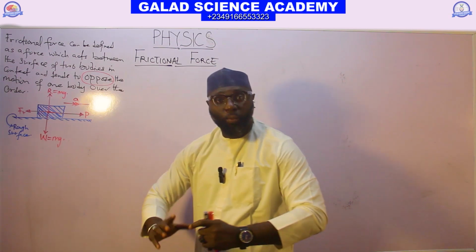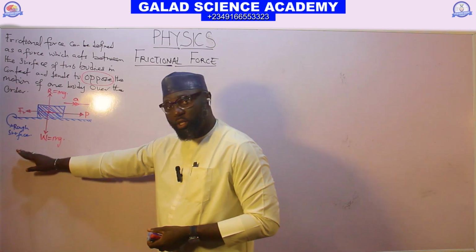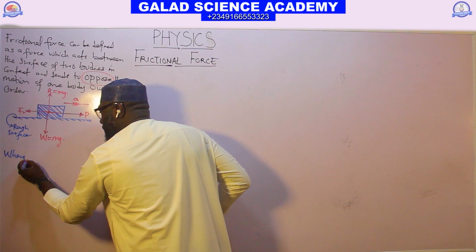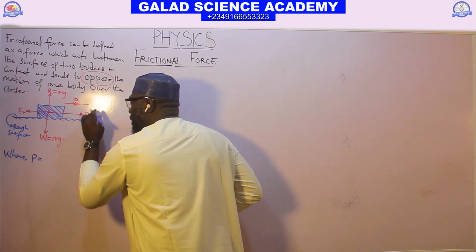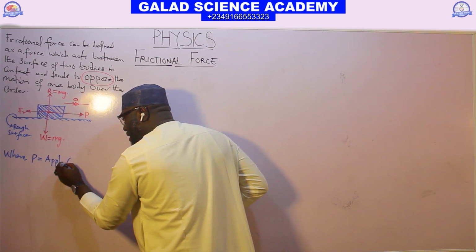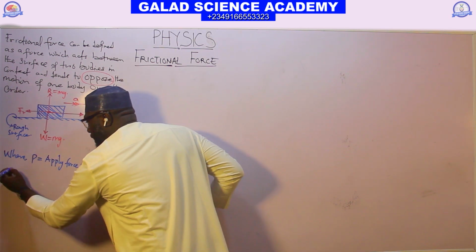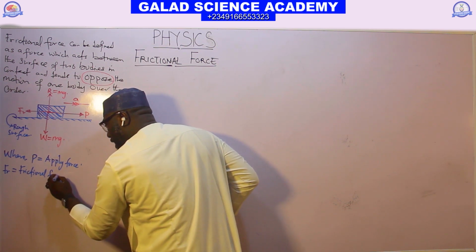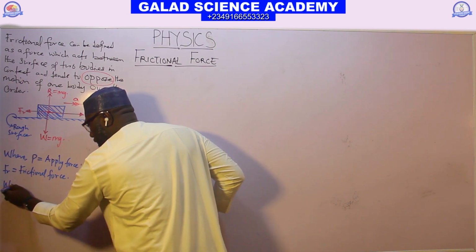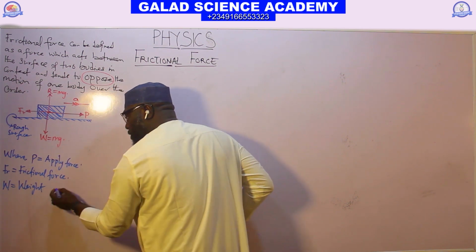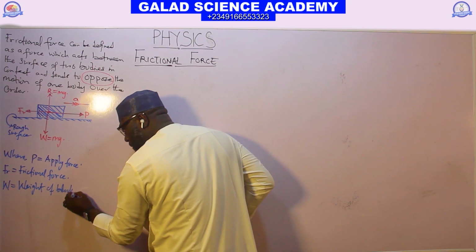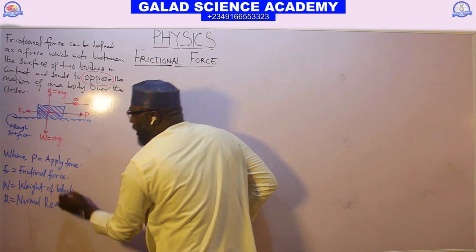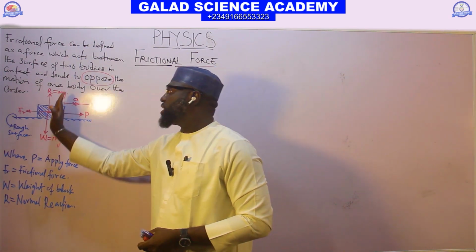Any force that opposes the motion of an object is called frictional force. So from this, P is the applied force to drag the block. FR stands for frictional force. W is the weight of the block. And R is the normal reaction. So this is the definition of frictional force, explained in terms of a diagram.